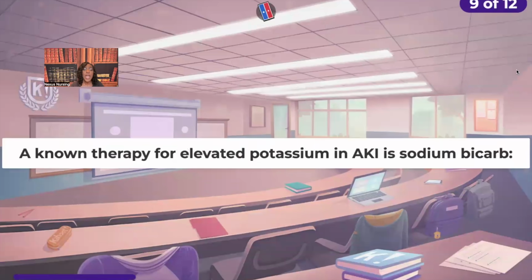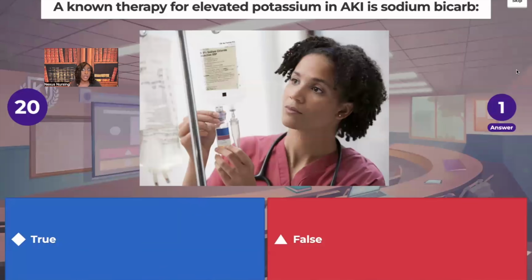True or false? A known therapy for elevated potassium in AKI is sodium bicarb. If the patient's in AKI and the potassium is elevated, a known therapy is giving sodium bicarb. Is this true or is this false?